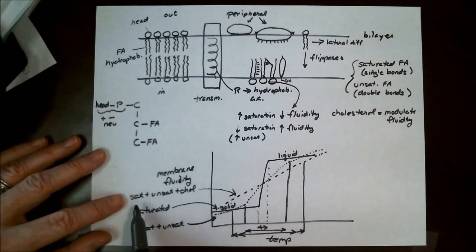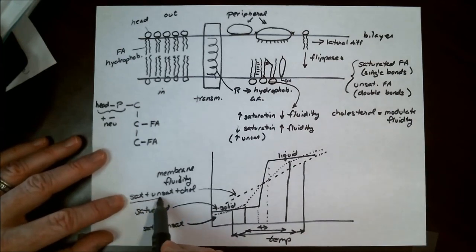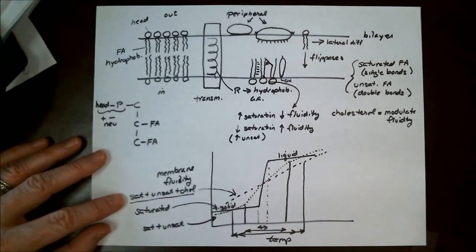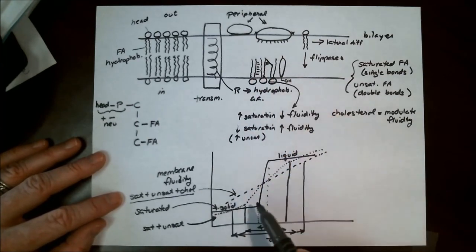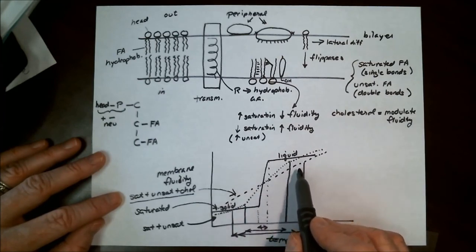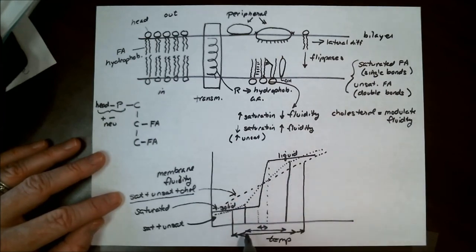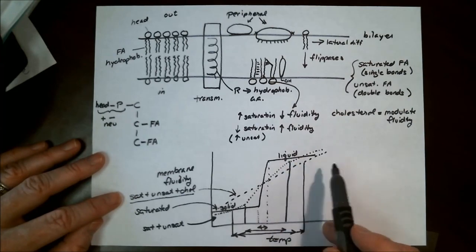So by having saturated and unsaturated fatty acids as well as cholesterol, we have a sufficient amount of molecular interactions here to cause a perfect membrane fluidity case among the temperature range that we live at. We don't have anything too solid at low temperatures or too liquid at high temperatures.